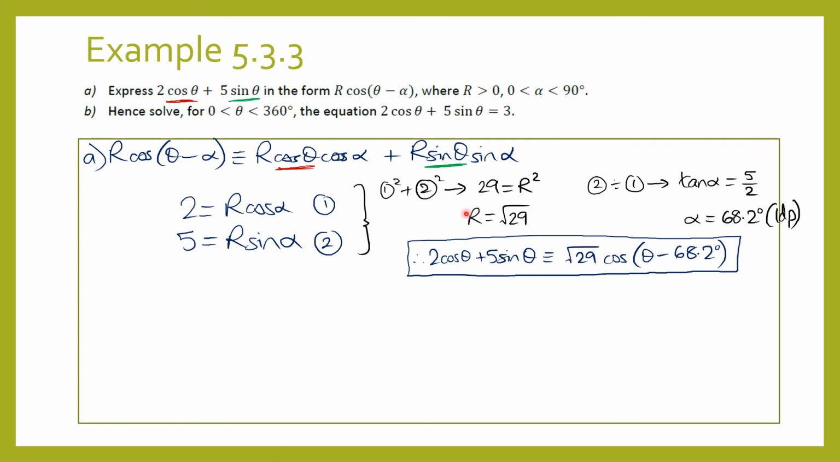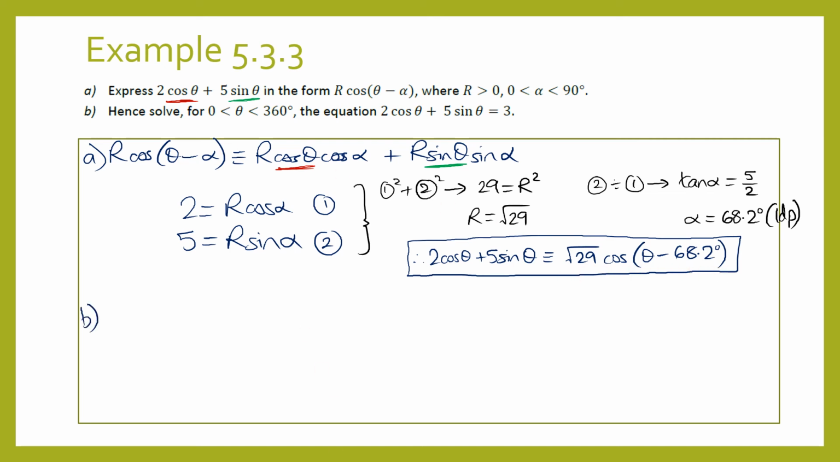And there we go. I got r was the square root of 29. Alpha, which needed to be in degrees, 68.2 degrees. The question didn't say 1 decimal place, but that's what I've gone for, or you could say 3 significant figures. Note we rarely, if ever, round r. If r isn't an integer, then at least we can write it as a surd, which is always better than rounding it. So we generally keep r exact. So this is what we've got. Now we're going to use that in part B.